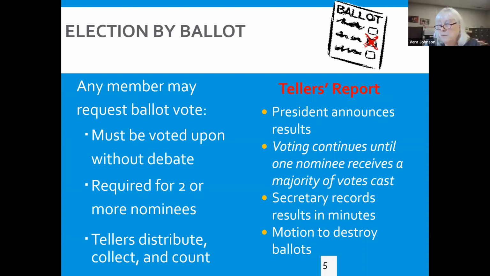It is permissible to have a voice vote for uncontested positions and then ballot votes for those that have 2 or more nominees. And remember, a challenge to the outcome of the election must be made during the election meeting.